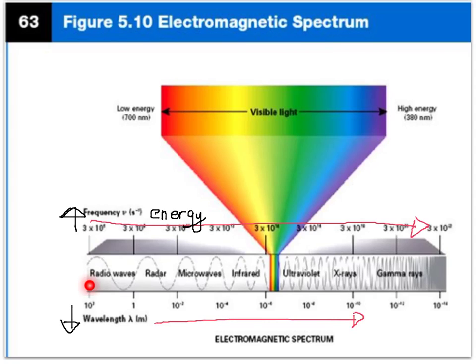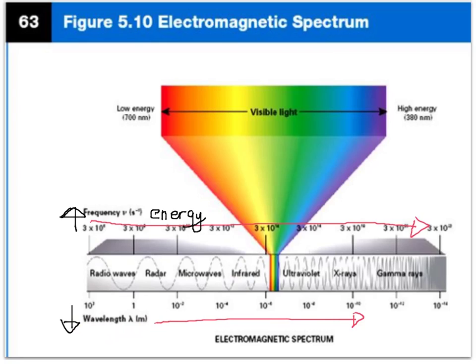So our radio waves will have the longest wavelength. What happens to the frequency? They're going to have a low frequency, and they're going to have a low energy. But as you move from radio waves across to gamma rays, frequency is going to increase, energy is also going to increase, but our wavelength is going to decrease.